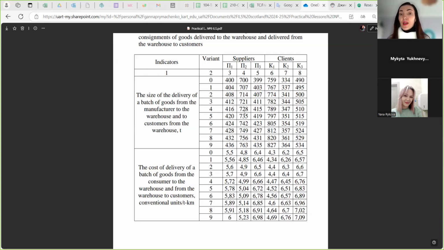For our second supplier, the same information. Search column, we use the fourth column now. Also for zero variance, it was 4.8. For first variance, 4.85. For second variance, 4.9. And other tariff information from our last line multiplied by the size of delivery. For zero variance, it is 700. For first, 707. For second, 714. Find the information for you.